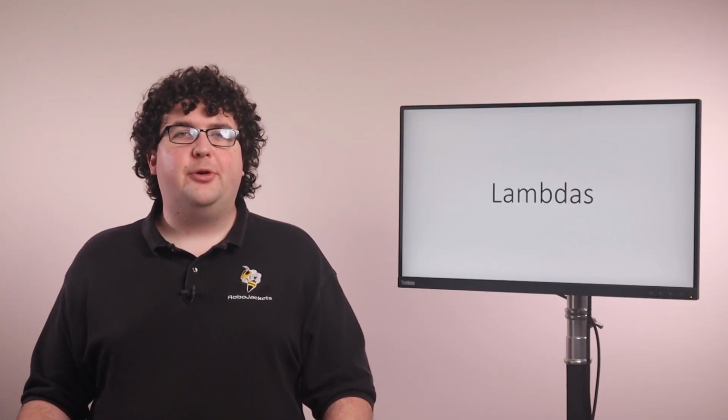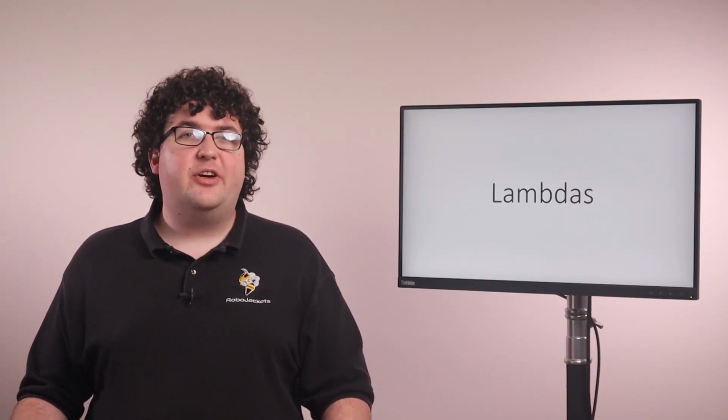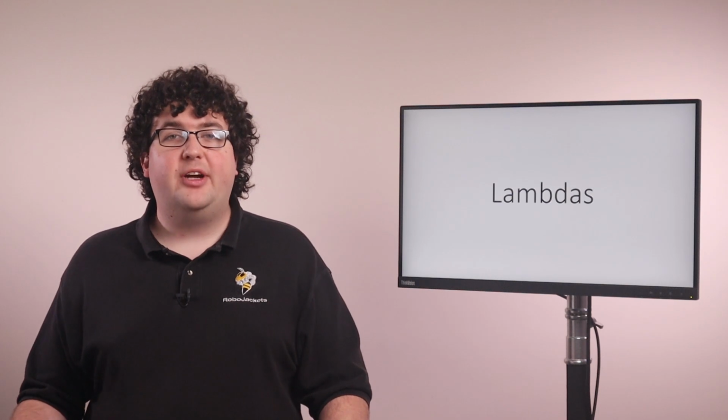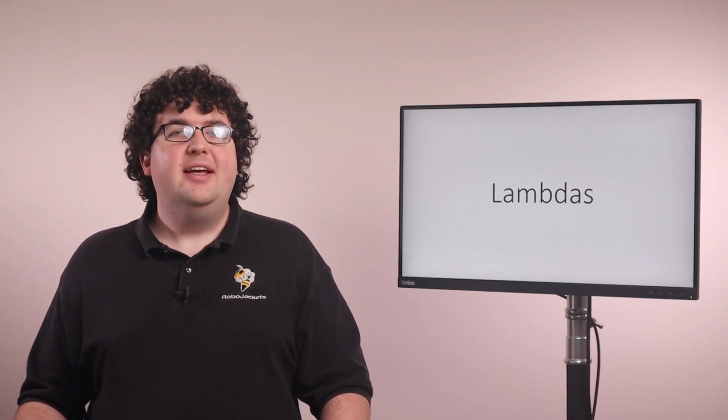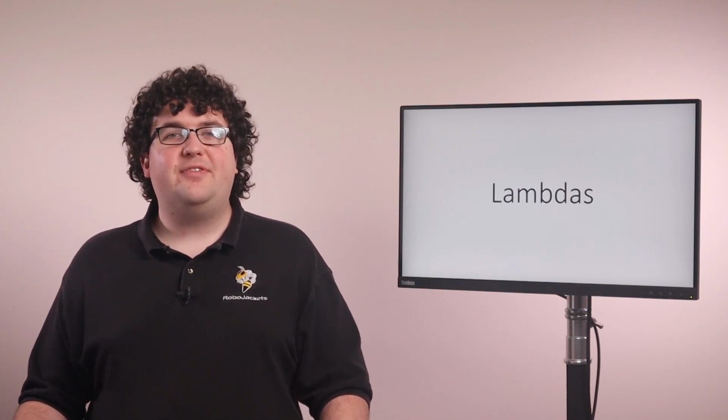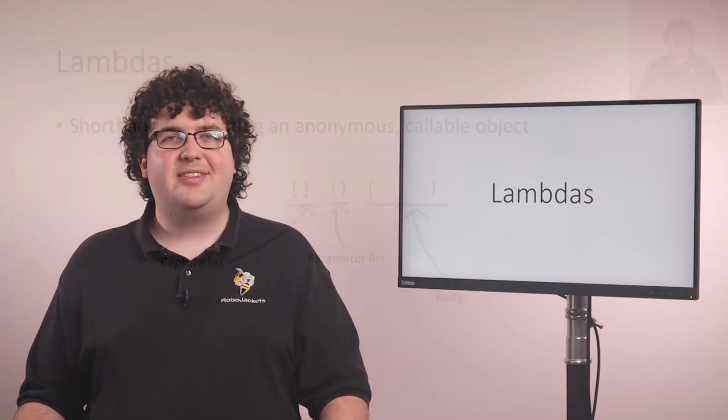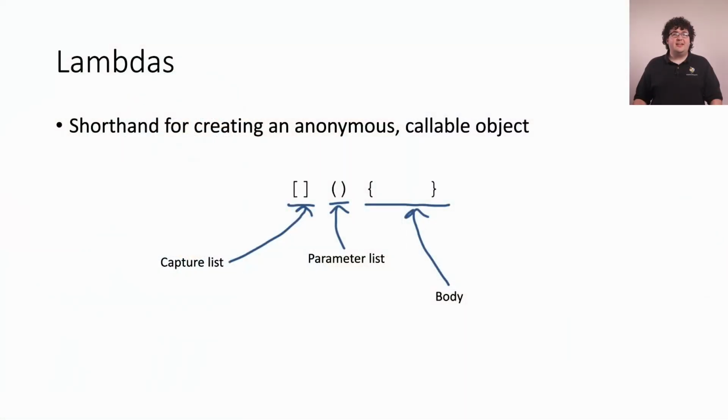There are times when we're writing code where we want to declare a quick, anonymous function that combines a couple of short steps or has access to some local variables. C++, like many languages, has a feature that allows us to do this called lambdas. A lambda is just syntactic sugar for creating an anonymous callable object.